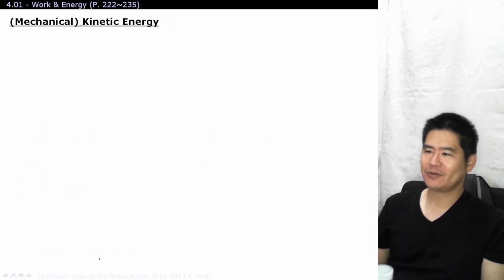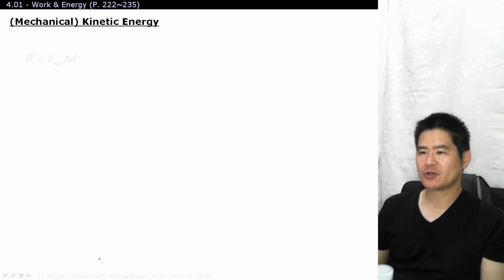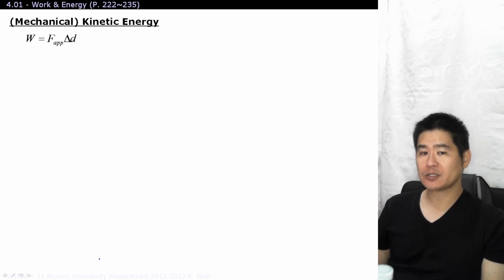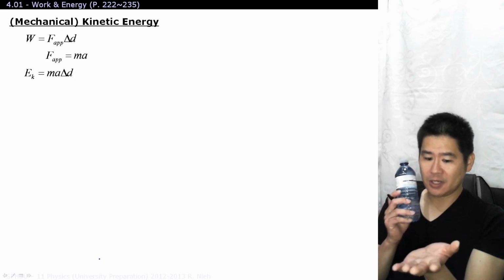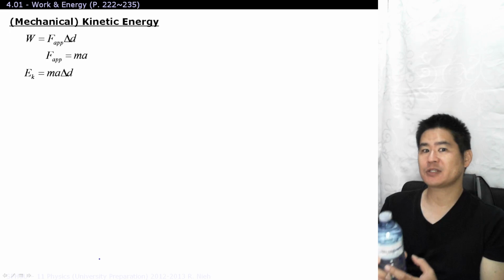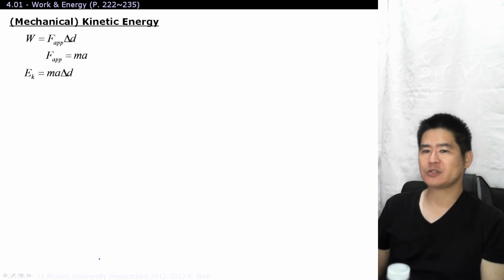Okay, so mechanical kinetic energy, how do we derive that formula? We start off foundationally with this formula here. Work is equal to force times distance. We also know that according to Newton's second law, force is also equal to mass times acceleration. So we get this formula here. And this formula is 100% correct, but it's only useful in one case. If you can observe the rate of acceleration and can measure the distance that it travels during its acceleration, then this formula is useful.